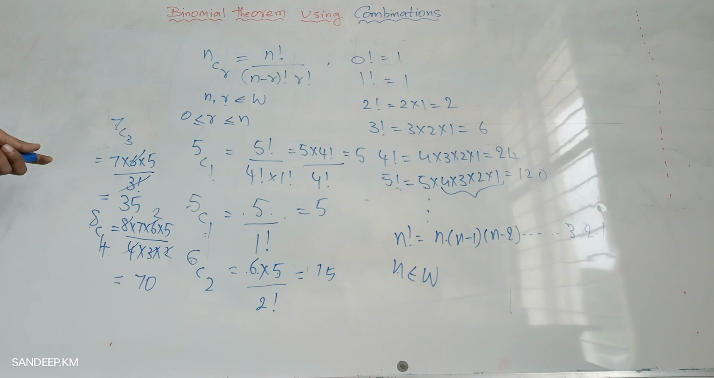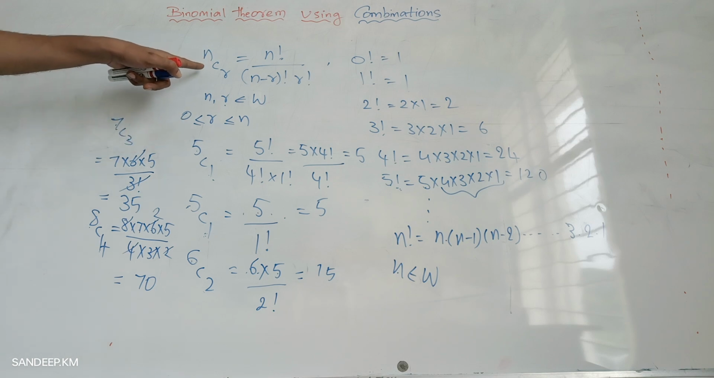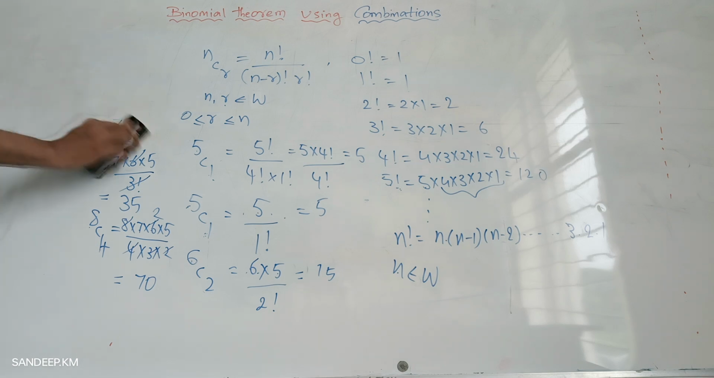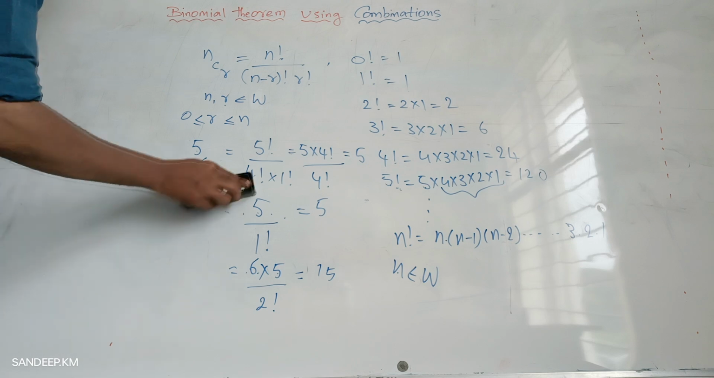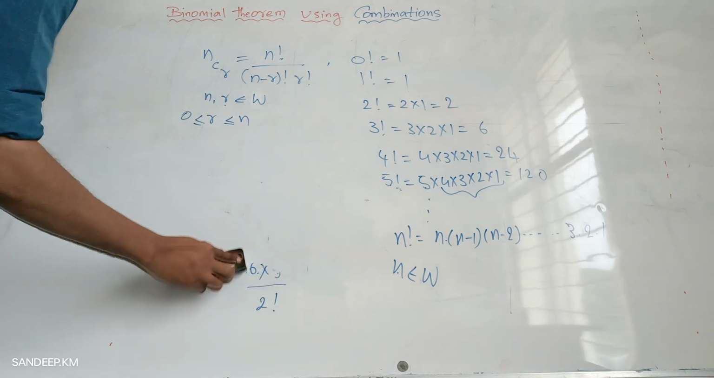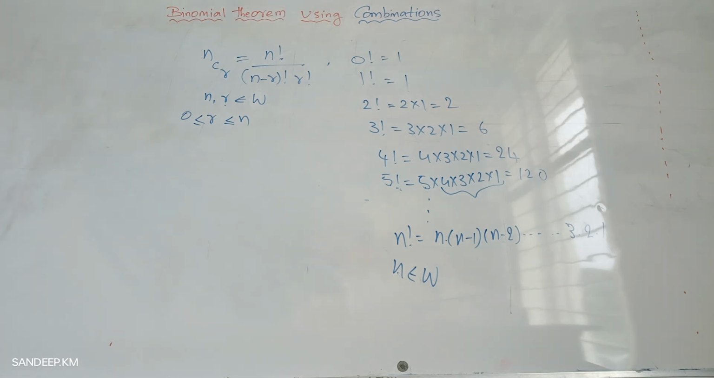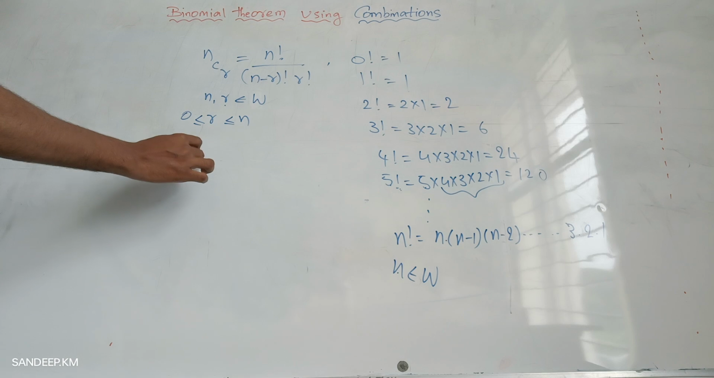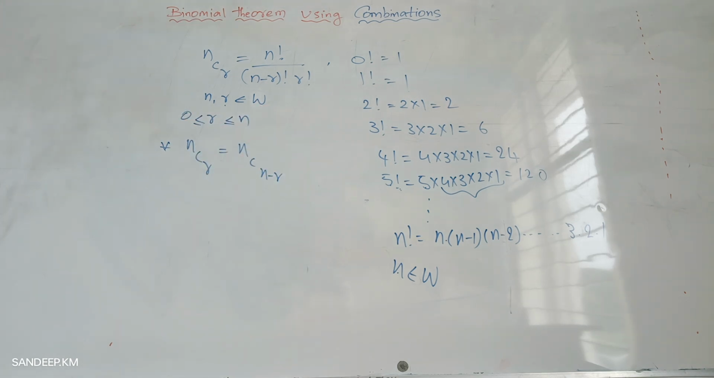Okay, so now you understand how to find the value of NCR. Correct? Fine. A few more things before we continue about this NCR. Dear students, this is very, very important. What does it mean? NCR is same as NC n minus R. Is it so? NCR is same as NC n minus R.